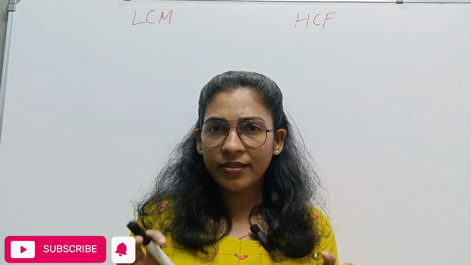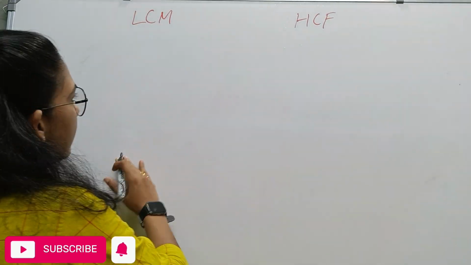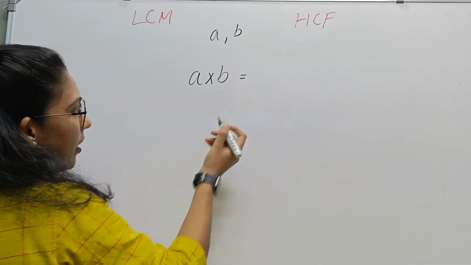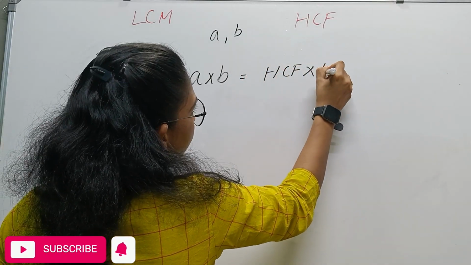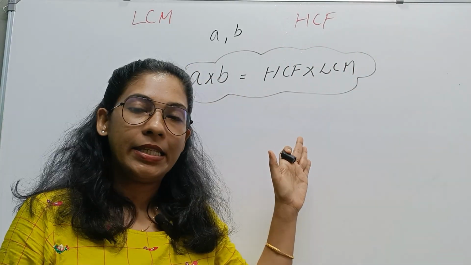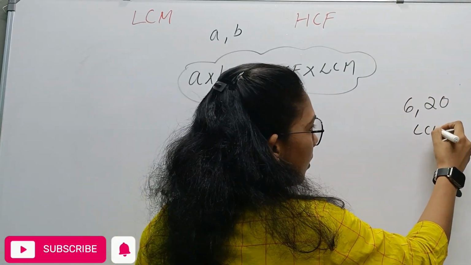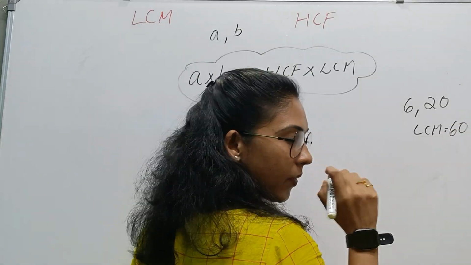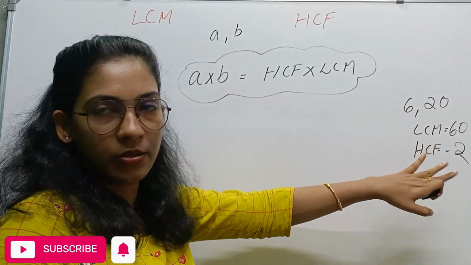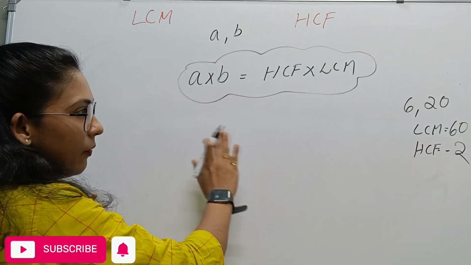Now there is an important relationship between LCM, HCF and the two numbers. If the two numbers are A and B, then A into B is equal to HCF into LCM. So the product of two numbers is equal to the product of their HCF and LCM. In the previous question, 6 and 20, their LCM is 60 and HCF is 2.